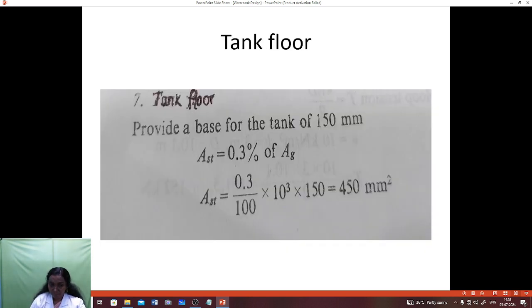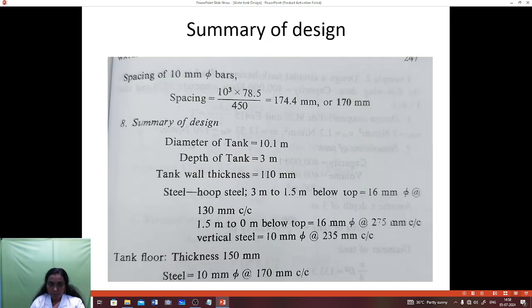We know the area of steel in main, so the value is 450. Substituting the 450 value, the spacing is 174.4 mm. We round the value to 170 mm. So we need to provide the spacing of the base slab: 10 mm diameter bar at 170 mm center to center. Okay. Now this design is over.